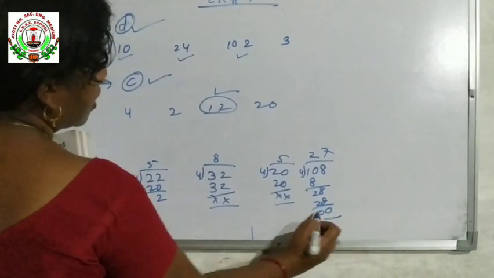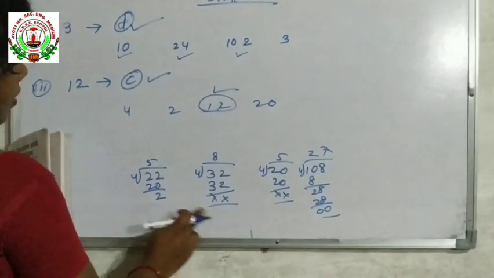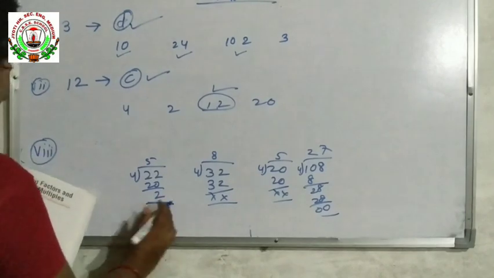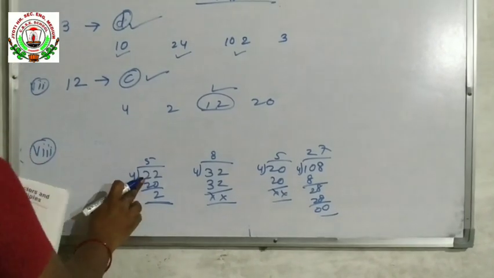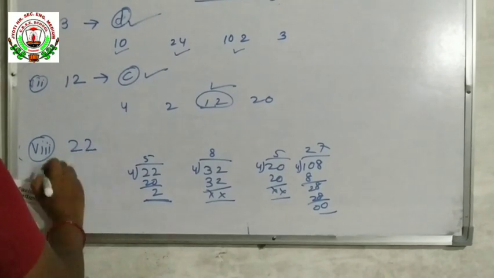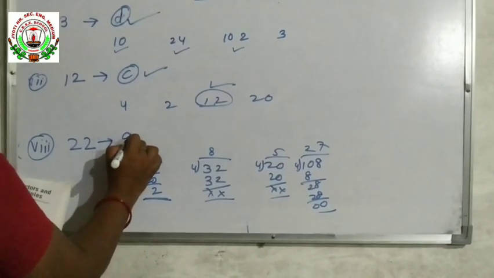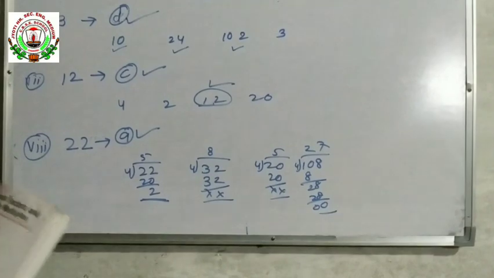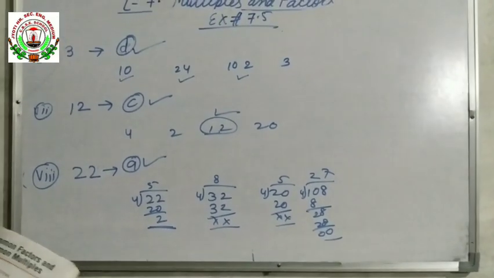Here we are seeing 0 remainder in all these 3, but here we are getting a remainder. So 22 is not divisible by 4. That means 4 is not a factor of 22. So your correct answer is A. You will put a tick mark in A. Understood? So our MCQ is over.